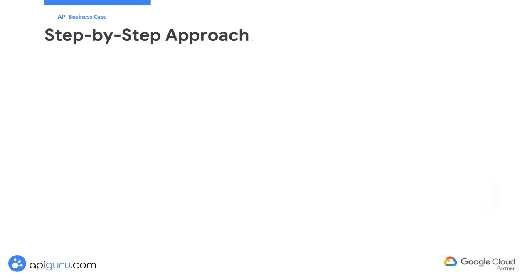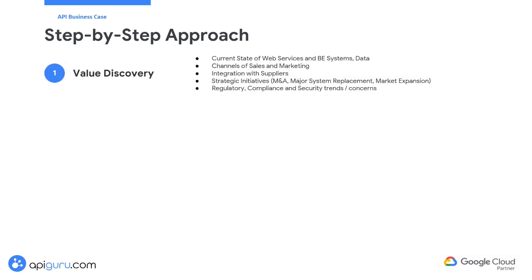Follow the following step-by-step approach to building an API business case. Begin by assessing the current state of the web services, backend systems, and existing data flows. Evaluate the channels used for sales and marketing and examine integration with suppliers. Consider strategic initiatives such as mergers and acquisitions, major system replacements, or market expansion efforts. Additionally, identify regulatory, compliance, and security trends or concerns that may impact the project.